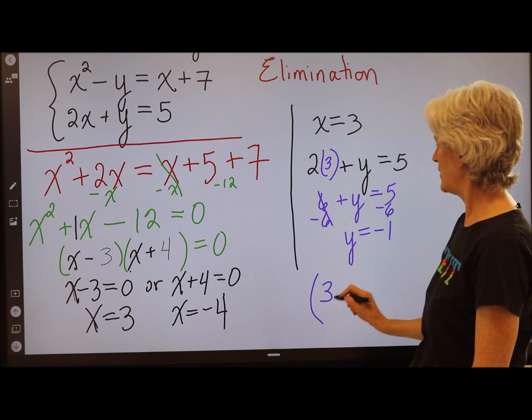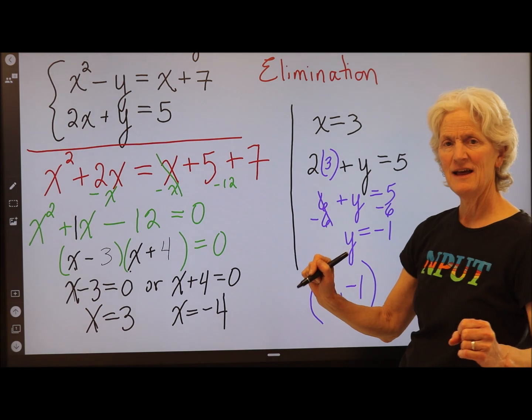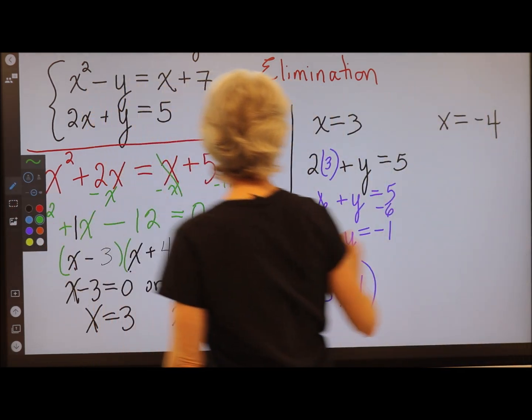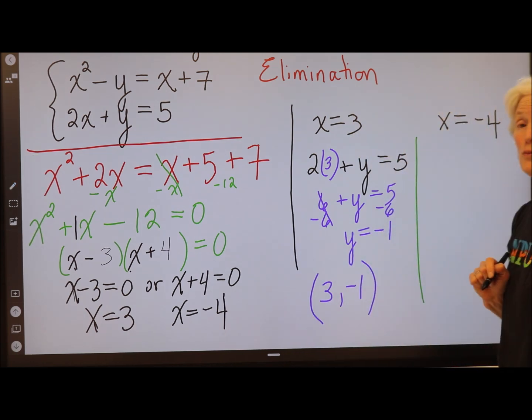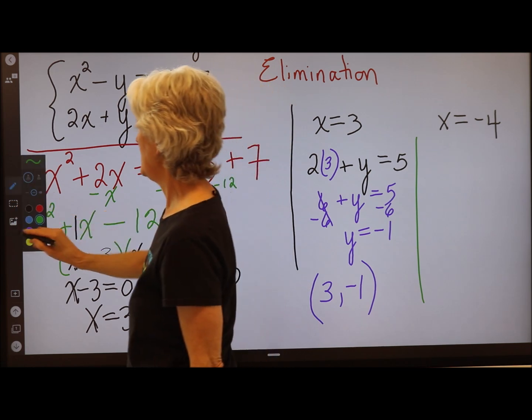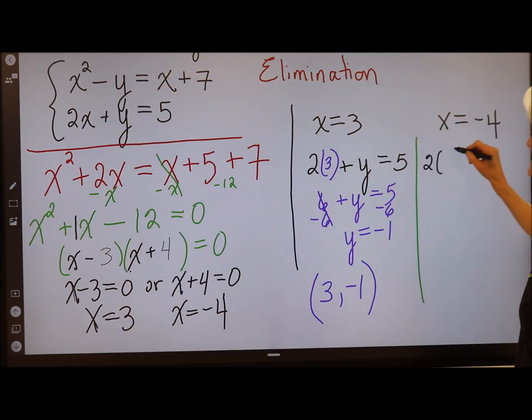When x is 3, y is negative 1. Hooray! But wait, there's more. I have to find this second solution when x equals negative 4. Well, let's use that same nice equation. You could use the harder one, but let's not.